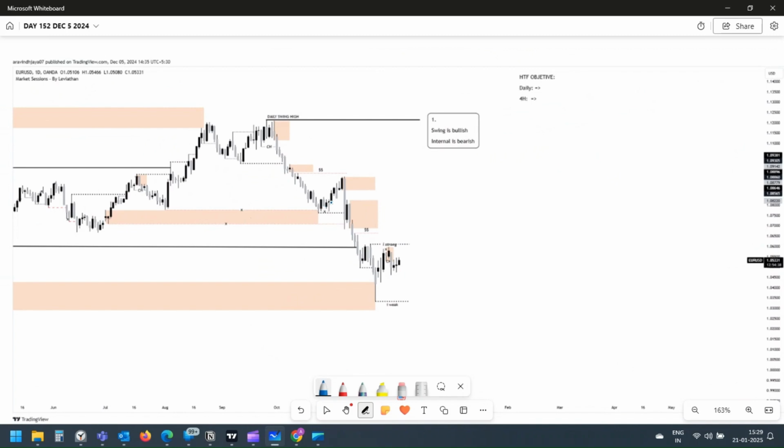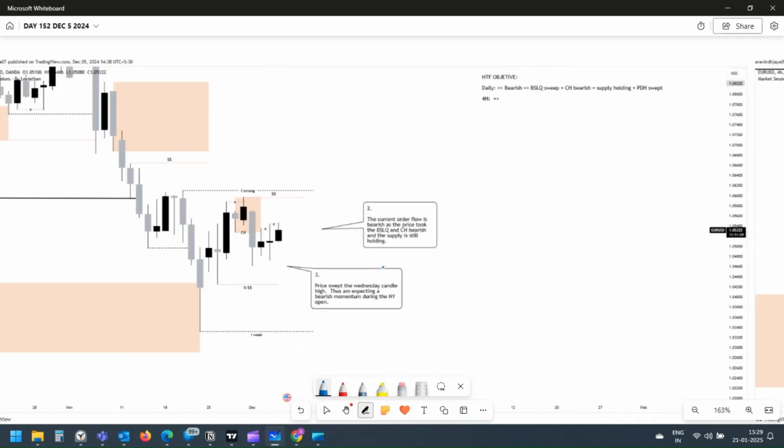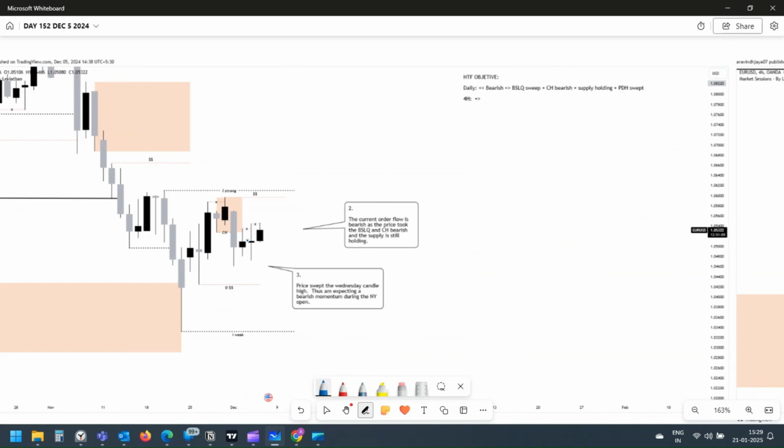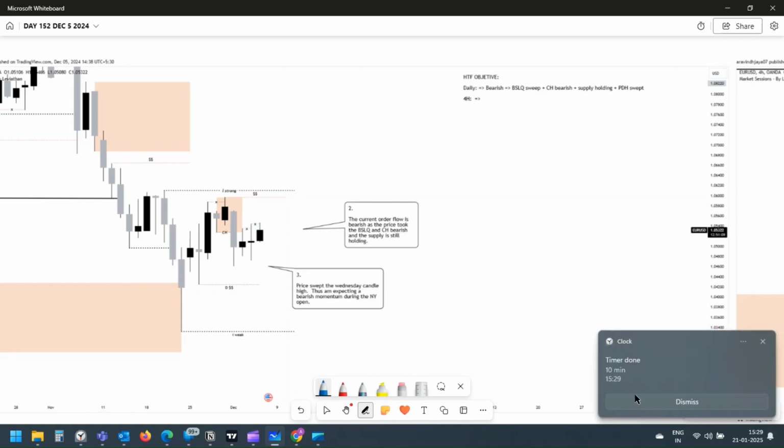So starting with the EURUSD with the swing structure, the swing structure is bearish, the internal is bearish. Zooming in, we can see that the price is slightly consolidating from the daily perspective, though the price is still in the daily supply. You can see there are multiple mitigations into the daily supply with strong buy side liquidity rejections.